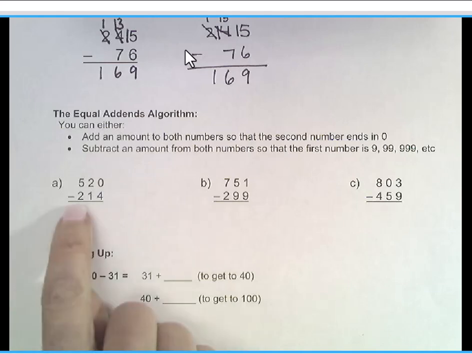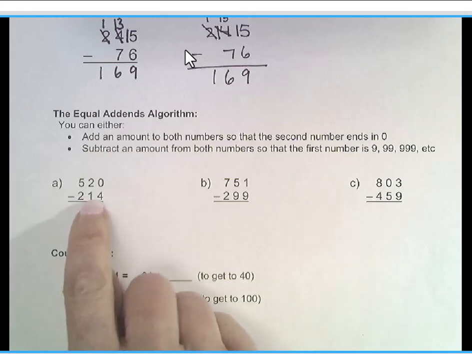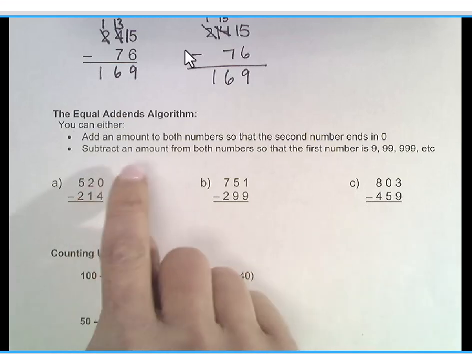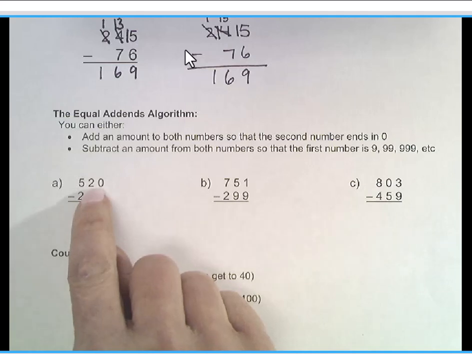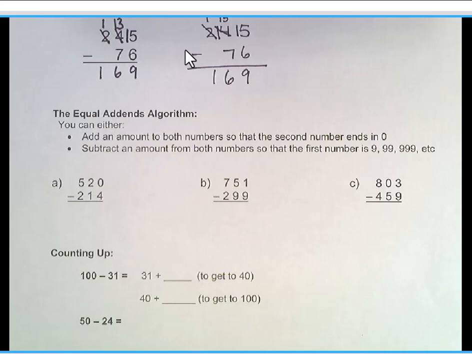So with subtraction, what you can do is either add the same amount to both numbers so that the second number ends in a 0. If this bottom number ends in zeros, you won't have to regroup or borrow from the top. Or you're going to subtract an amount from both numbers so that the first number ends in a 9 or a 99 or a 999. If you can get 9s on the top, you also won't have to borrow. So that's kind of the strategy here.